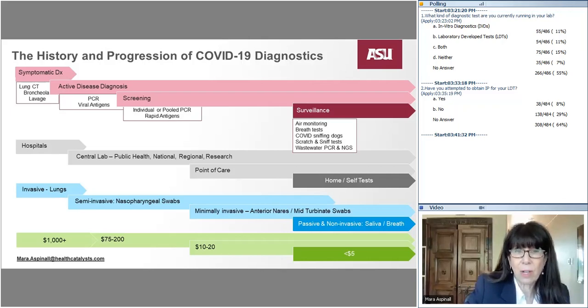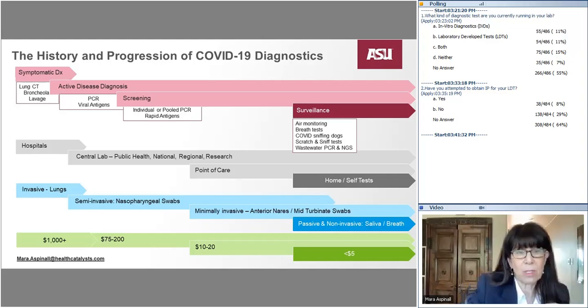So now that you have an overview of COVID tests, I'd love you to go to the poll, our last question. If you are running COVID tests, which ones are you running? Select all that apply. So are you running PCR, antigen, whether that's handheld or instrument, serology, or if you're not running any COVID tests?